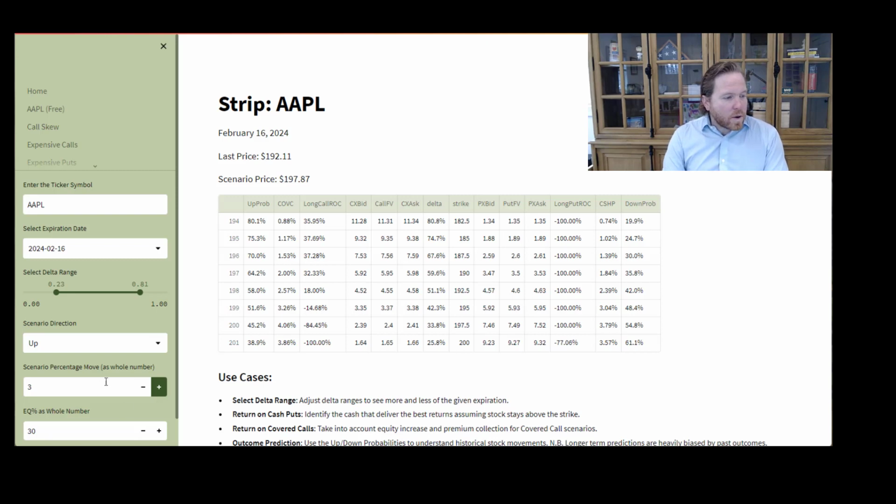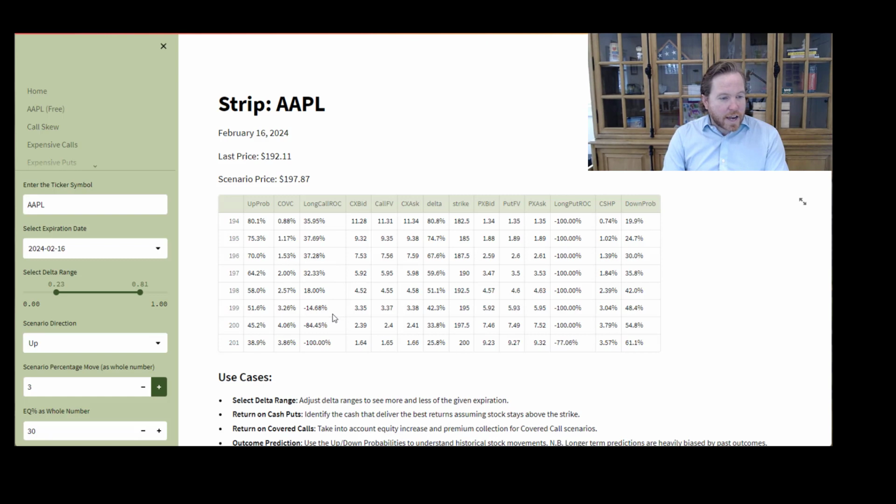So we can figure out what the various long calls are worth if stock were to move up 3%. So if you bought the 182.5 call right now, and it's trading about 11.31, if stock does go up to 197, that call at expiration is going to be worth something like $15, which is about a 36% increase over the $11 that you bought it for right now.